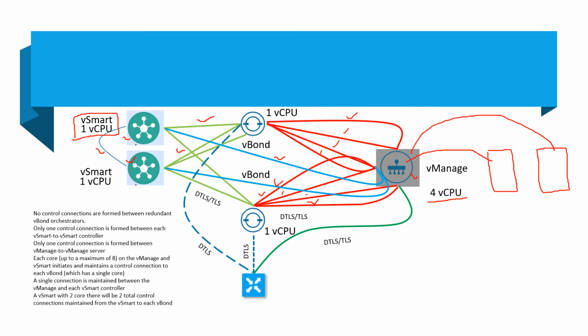This DTLS tunnel between the vEdge and vBond is the only connection which is temporary. The moment your device is authenticated and authorized into the network, you're not going to see this connection in the connection table.